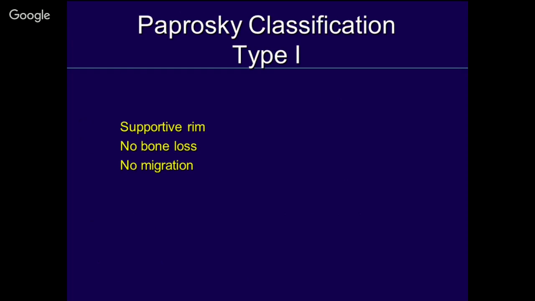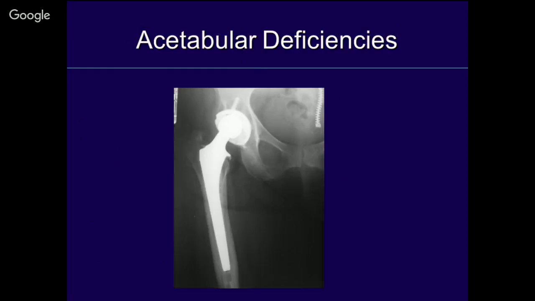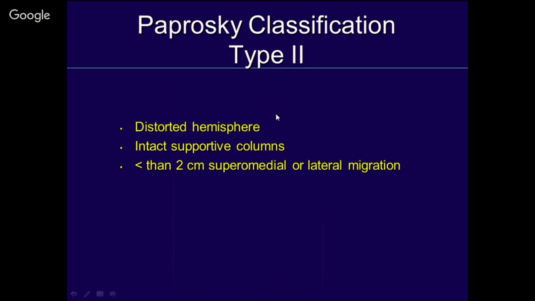Type 1: there is no migration of the component, there is no bone loss, and there is an intact supportive ring. This is a type 1 deficiency. There is no migration of the component. The acetabular rim is intact, that is, the ilioischial line and ilioPectineal line are both intact. So there is no breakage of the column.